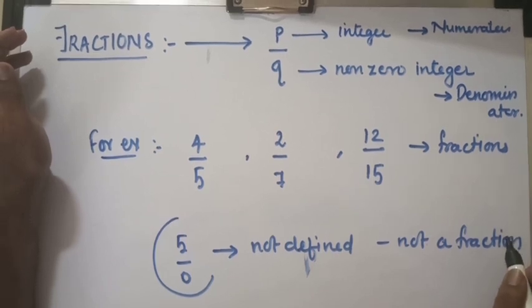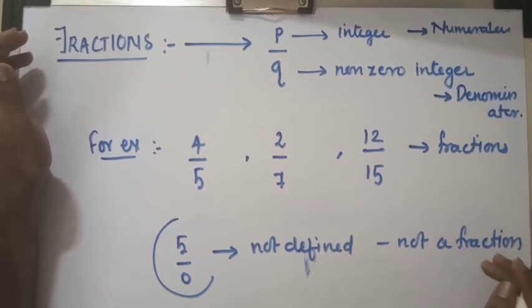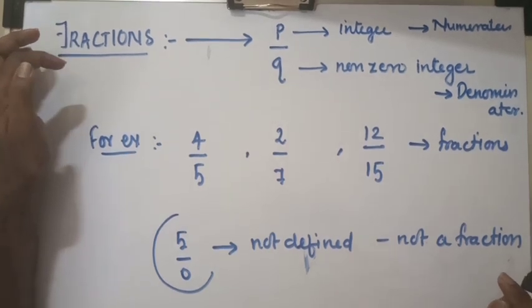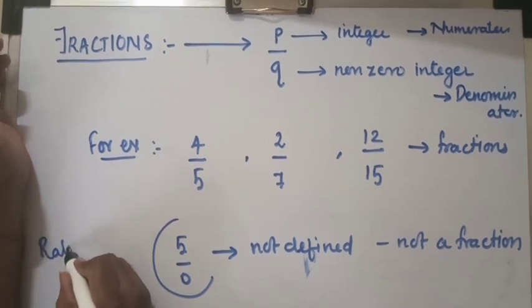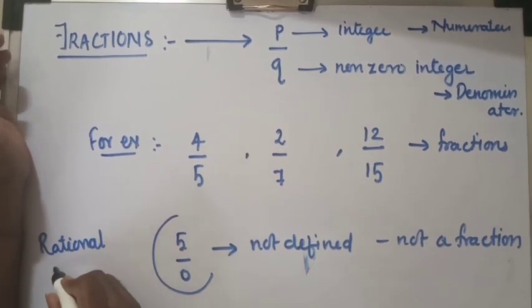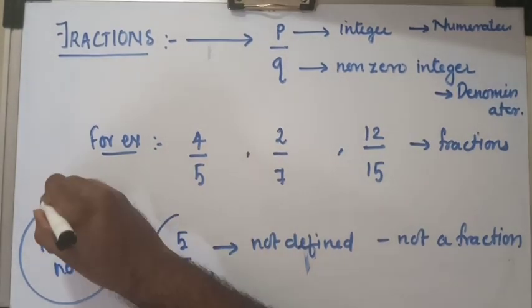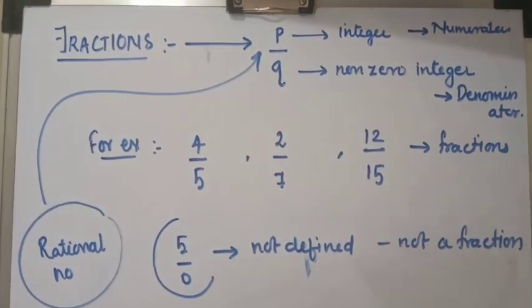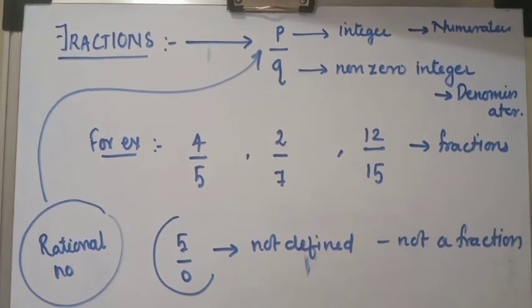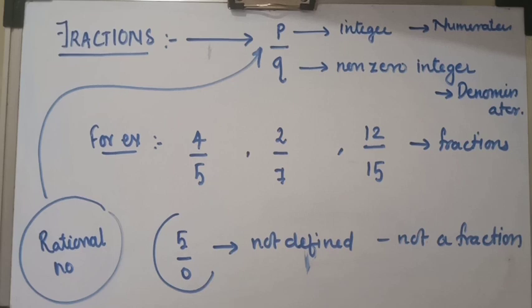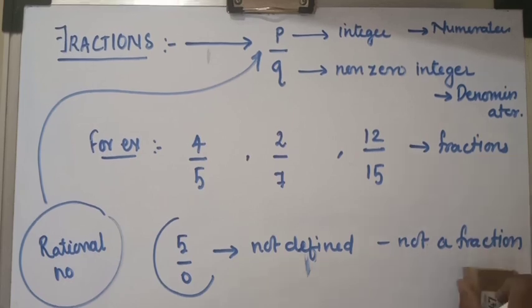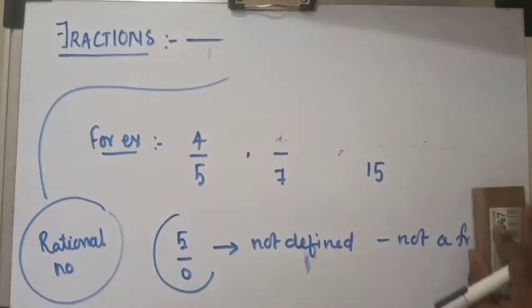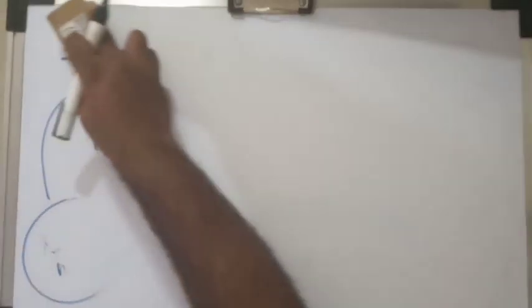So this is not a fraction. Okay children, so any number which is in the form P by Q is called a fraction. You can call the number P by Q a rational number also. Any number which is in the form P by Q can be called a rational number. Now children, we'll be looking at equivalent fractions. So you got what a fraction is. Children, I want you all to make note of everything that I have been teaching you. Okay, so now we'll be looking at equivalent fractions.